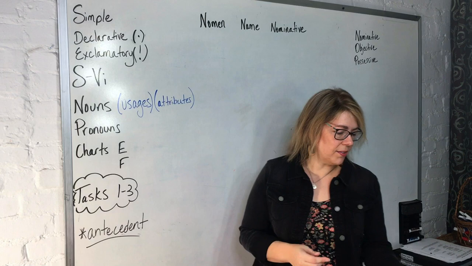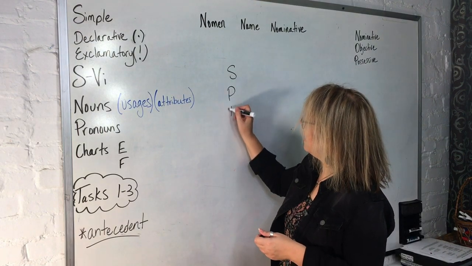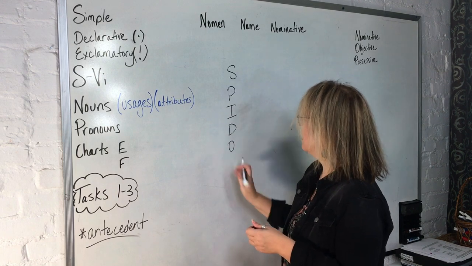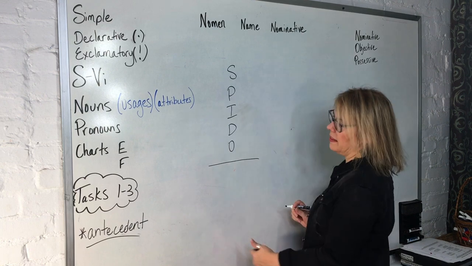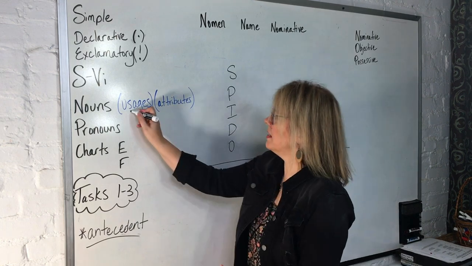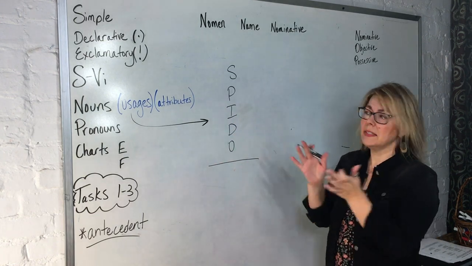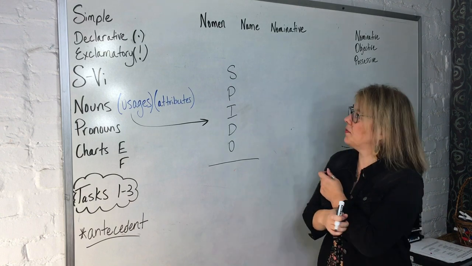So let's talk about our usages. We have S-P-I-D-O. Right? And you could say Spido, and we're just going to end there for a second. These are usages. So a noun names, nominative subject. A noun can be used as the subject, and that's what the S stands for.